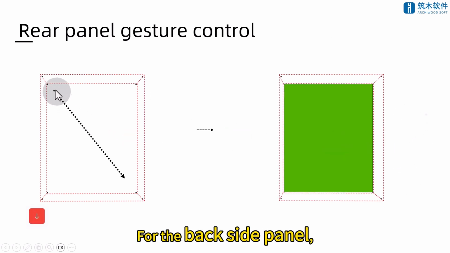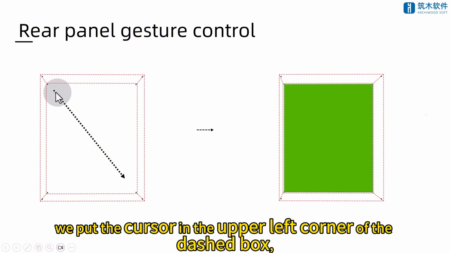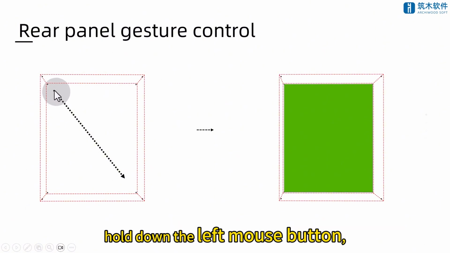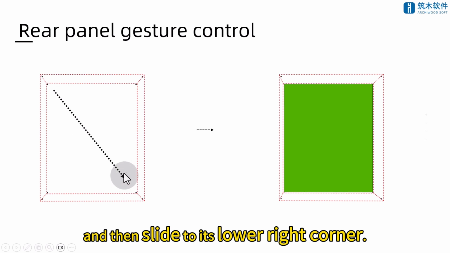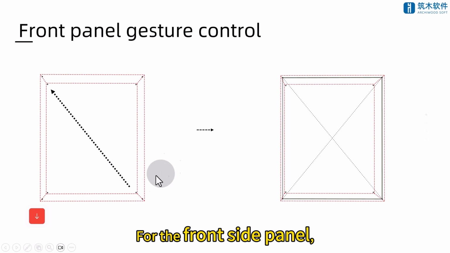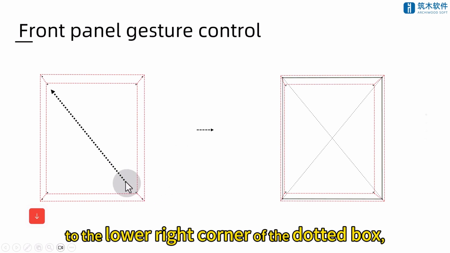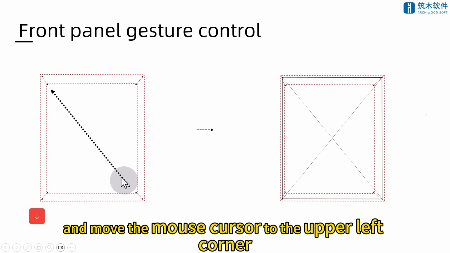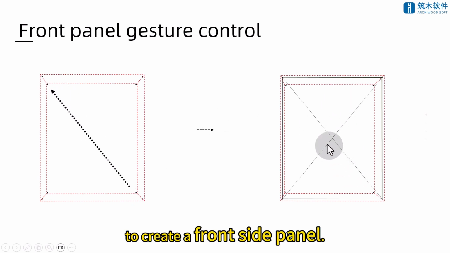For the rear side panel, we put the cursor in the upper left corner of the dashed box, hold down the left mouse button, and then slide to its lower right corner. Then we can create a rear side panel. For the front side panel, we put the cursor in the lower right corner of the dotted box, and move the mouse cursor to the upper left corner to create a front side panel.